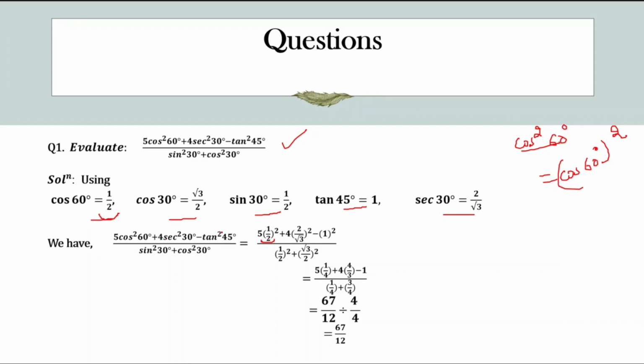Next is plus 4 secant square 30 degrees. So plus 4, whatever is the value of secant 30, just do the square of that. So 2 by root 3 whole square. Minus tangent square 45 degrees. So minus square of tangent 45, that is 1 square. Clear? Similarly, sine square 30 degrees means whatever is the value of sine 30, do the square of that. Sine 30 was 1 by 2, so 1 by 2 square. Plus cos square 30 means plus cos 30 degrees whole square. So cos 30 was root 3 by 2, do the square of that. I hope you are getting it.